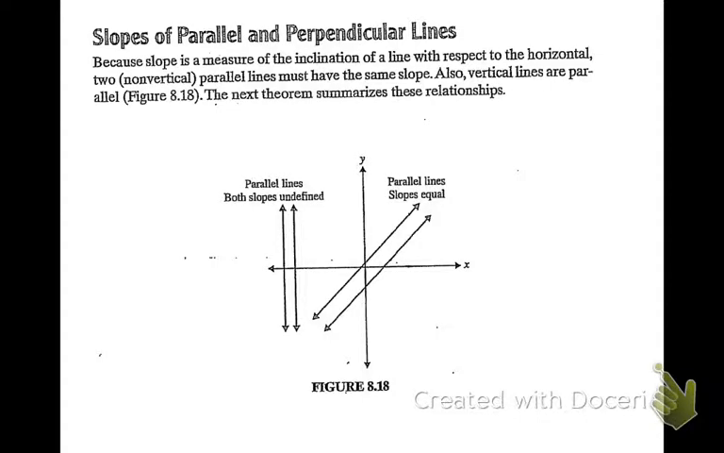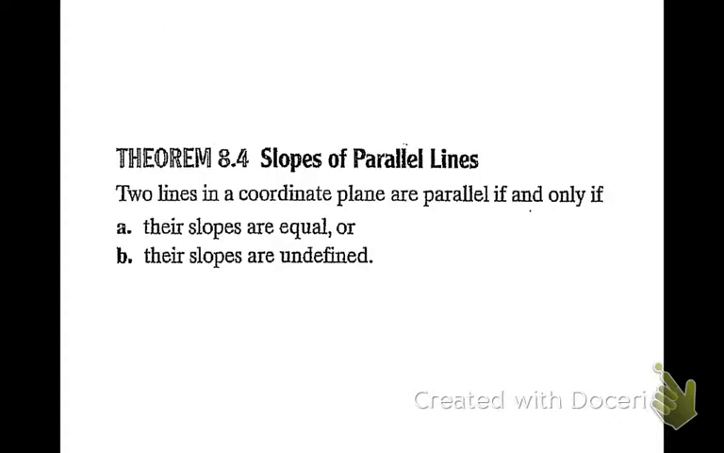Slopes of parallel and perpendicular lines. Because slope is a measure of the inclination of a line with respect to horizontal, two non-vertical parallel lines must have the same slope. Also, vertical lines are parallel. The next theorem summarizes these relationships. Two lines in the coordinate plane are parallel if and only if their slopes are equal or their slopes are undefined.